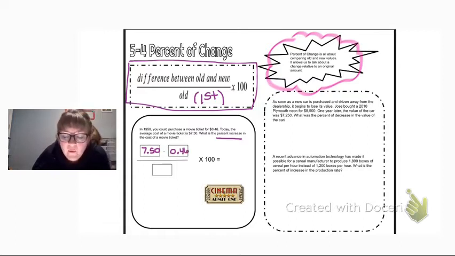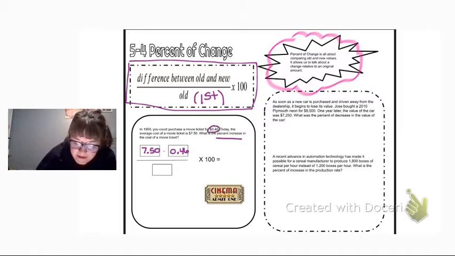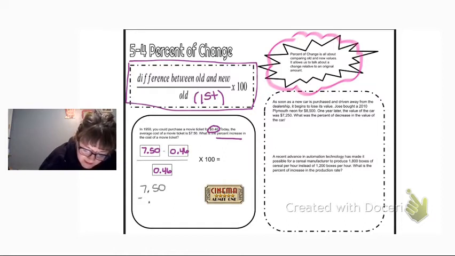And then we'll divide that by what it was first. What was the original amount? So the original amount was that 46 cents. So we'll be dividing by 46 cents, and then we'll multiply by 100 or move the decimal 2 places to the right. So let's first subtract. So $7.50 minus 46 cents. We'll have to borrow. So that's a difference of $7.04.